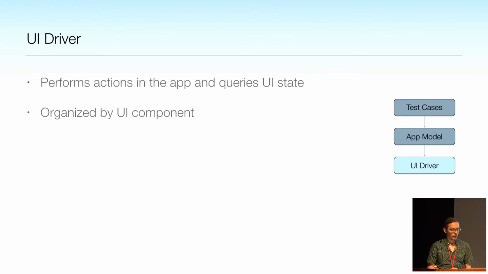So for the UI driver, the way I organize it is by UI component. This means that you're usually mapping different UIKit elements that are available. So mapping your buttons, your navigation bars, your table views to very thin UI driver layers. So you're providing a simplified API to the kind of UI elements that you can access within your app.